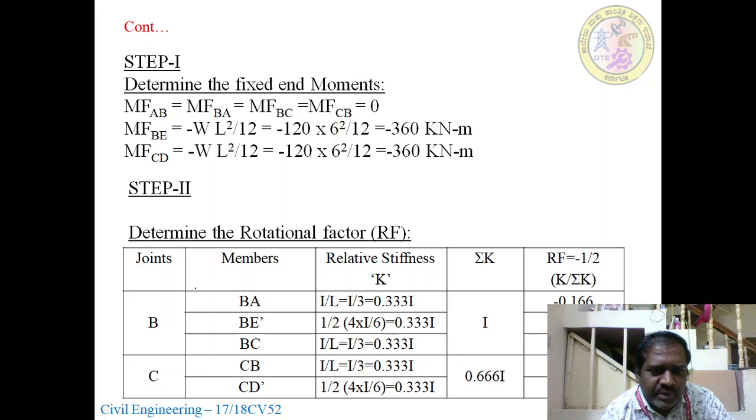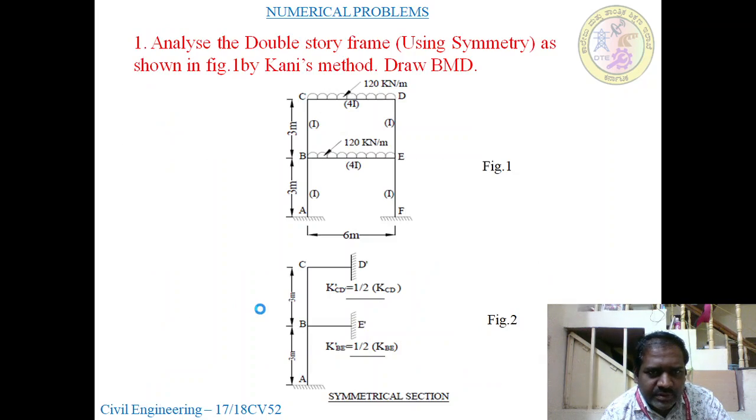So now come to joint B and joint C. In the figure, we have to check for B: how many members are connected here? BA, BC and BE dash. So we have to calculate 3 rotational factors, BA, BC and BE dash, and for joint C, CD dash and CB. BA K value is equal to K, BC K value is equal to K. For BE dash, K is equal to half of original K. And K dash CD is equal to half of CD.